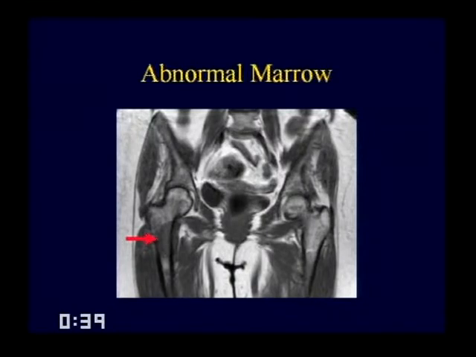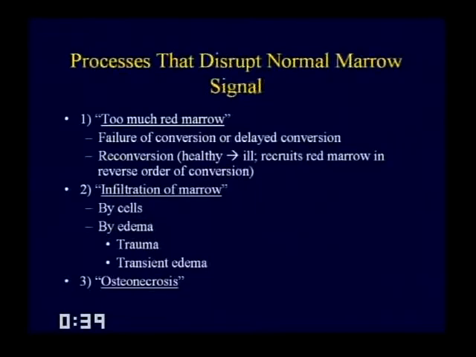a metastatic focus. Now, there's several processes that can disrupt the normal marrow signal. One can have too much red marrow, either from failure of conversion or delayed conversion, or reconversion. If you're healthy and then fall ill, this can recruit red marrow in the reverse order of conversion. You can have infiltration of marrow, either by cells or by edema, and usually edema is going to be due to trauma or transient edema. And finally, you can have osteonecrosis.